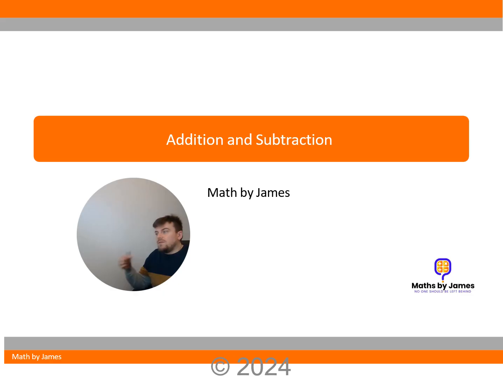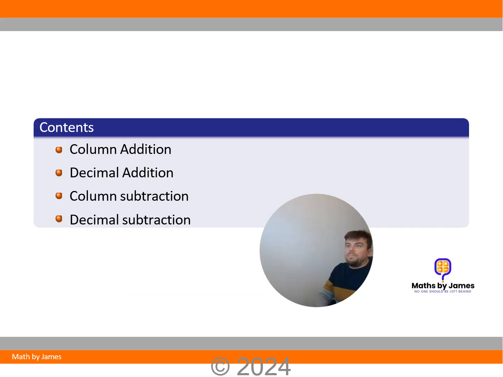Do grab a pen and paper or an electronic device where you can take notes of the session. Right, so we're going to split the video into 4 elements: column addition, decimal addition, column subtraction, and decimal subtraction. So we're going to split this into 4 different parts. The first part we're going to look at is column addition.